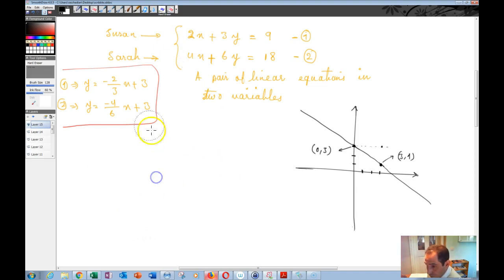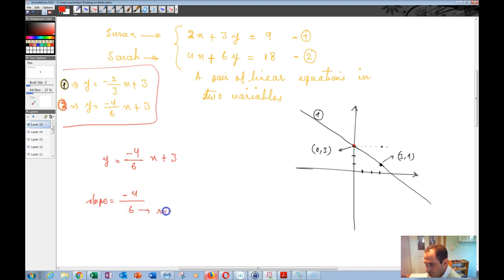Now this is all good. I basically have this line, which I call 1, because it's related to this number 1 over here. Now number 2 is y = -4/6 x + 3. So the y-intercept here is again the same point, and my slope is -4/6. That is my slope.